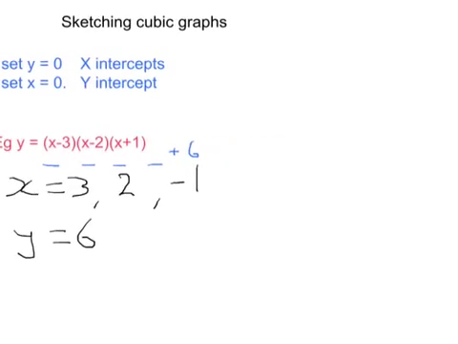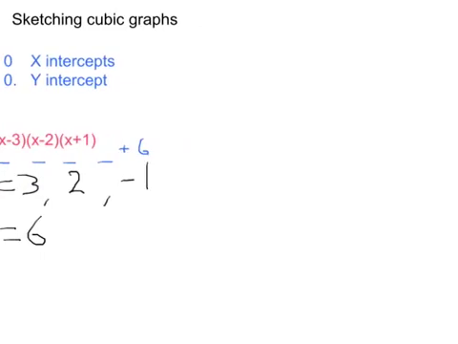So, I draw up an axis. Let's go quickly to the right. Draw up a quick axis. And I'm going to mark on the key points that I've just highlighted. So that was at x is 3. Oh, let's make it slightly larger then. That's x is 3. That's x is 2. x is minus 1. And y is 6.